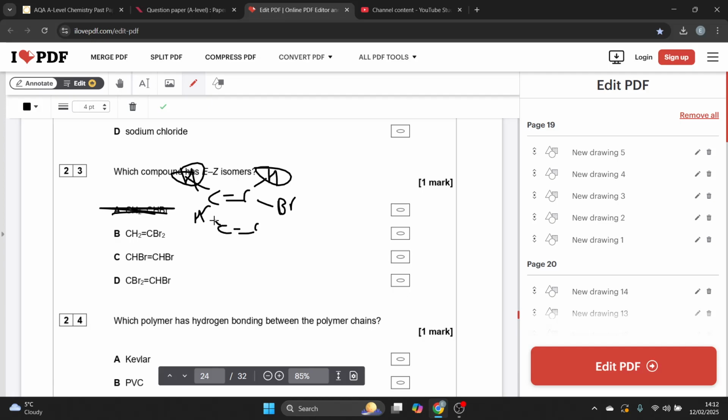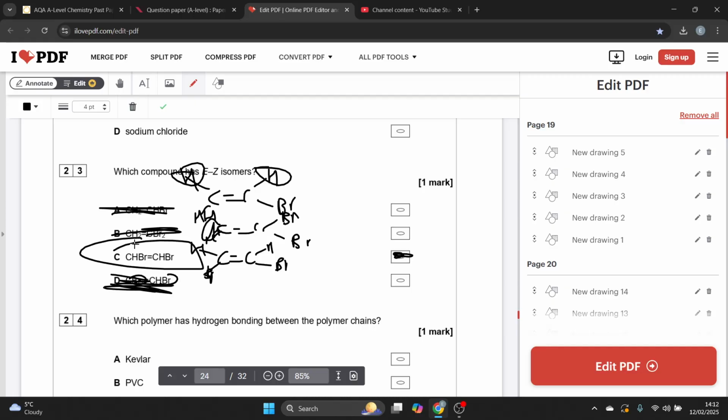Same with B. Actually with B, yeah, you can't have EZ isomers with B as well. Whereas with C, HBr and then HBr, yes you can, because with this one it was H2. So yeah, it's C. And then with D, no, that Br appears twice on both sides, can't have EZ isomers. Therefore the answer is C.